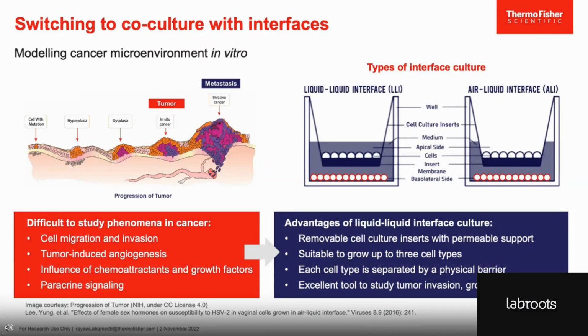So how do these cell culture insert systems help to study cancer phenomena? If you see on the left hand side, the progression of tumor involves events such as migration and invasion in response to various growth factors, and it also leads to tumor-induced angiogenesis and paracrine signaling between different cell types. All these hallmarks are easy to model with the use of cell culture inserts, and I will demonstrate how we model these with examples in upcoming slides.